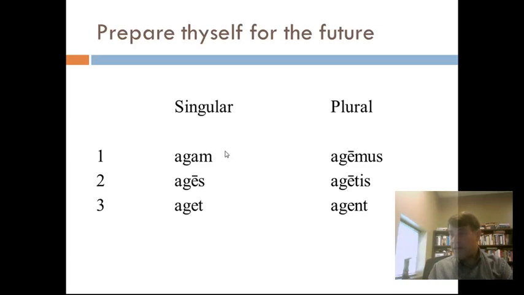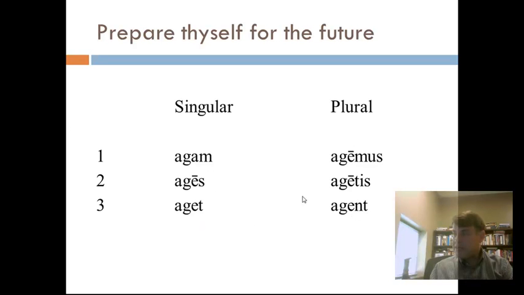The endings are familiar. M, I'm used to M by now as an alternative first-person singular, but the rest are the same. S, T, M, U, S, T, I, S, N, T. Okay, that's all fine. So I know the endings. The clue that this is future tense is the A in the first-person singular and the E's everywhere else.